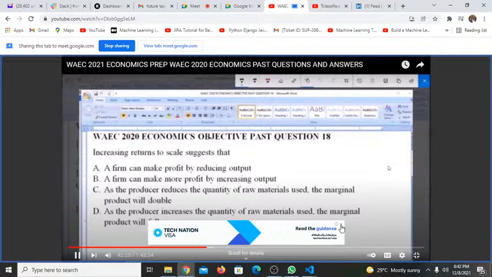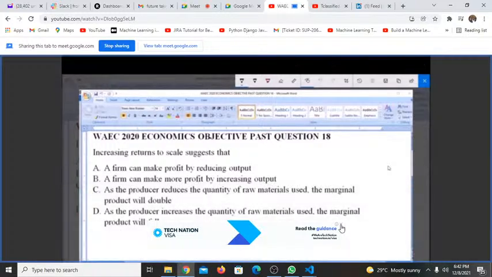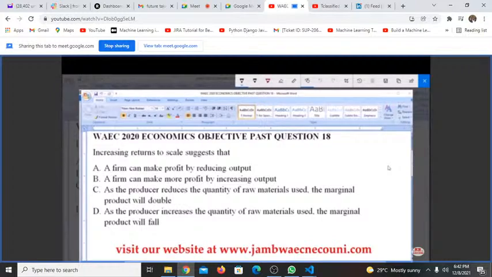Increasing returns to scale suggests that A, a firm can make profits by reducing output. B, a firm can make more profits by increasing output. C, as the producer reduces the quantity of raw materials used, the marginal product will double. D, as the producer increases the quantity of raw materials used, the marginal product will fall.